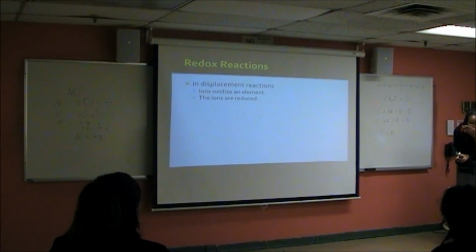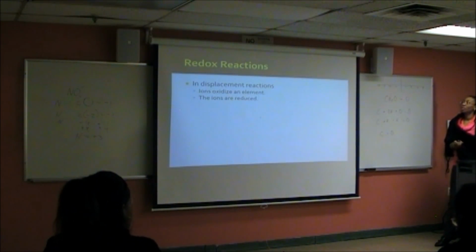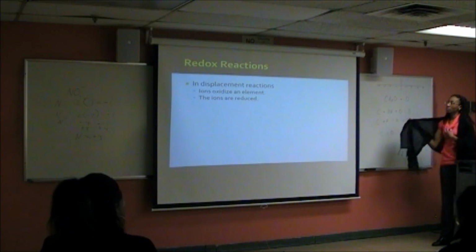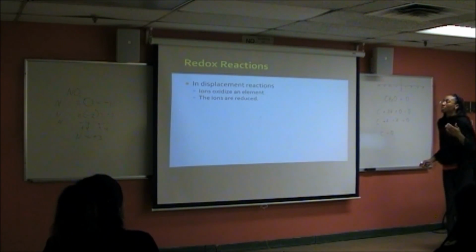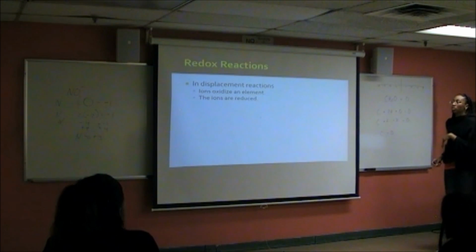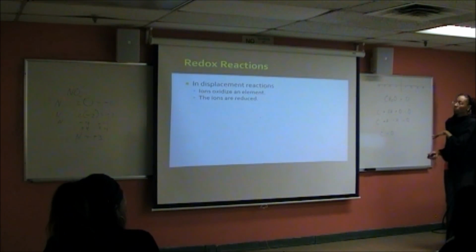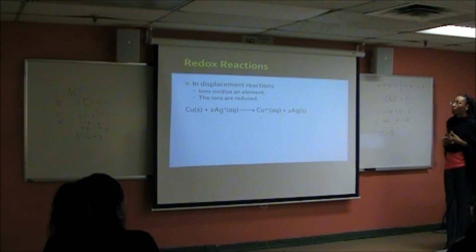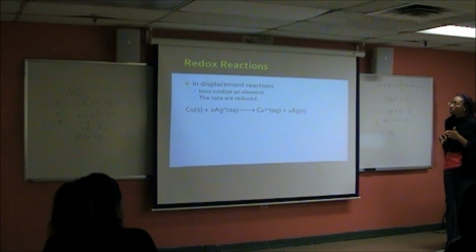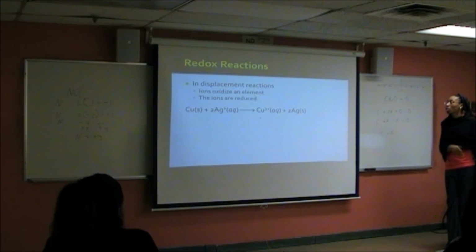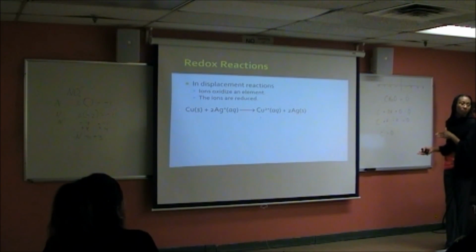Alright, so in redox reactions, we have ions that will oxidize an element. Therefore, the ions are reduced. If we look at this equation right here, we have copper metal reacting with 2 silver ions to produce copper ion and 2 silver metals, right?